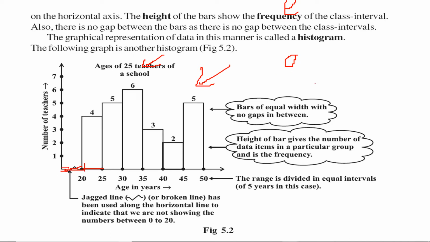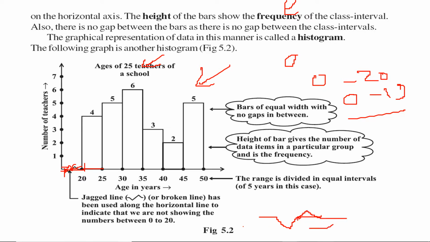So we have no entry between 0 to 20, or say 0 to 19. So we will show it by a jagged line. This is called a jagged line, like this. And this is called a broken line that we have used along the horizontal line just to indicate that we are not showing the numbers between 0 to 20, rather we are starting from 20. But the rest remains the same.